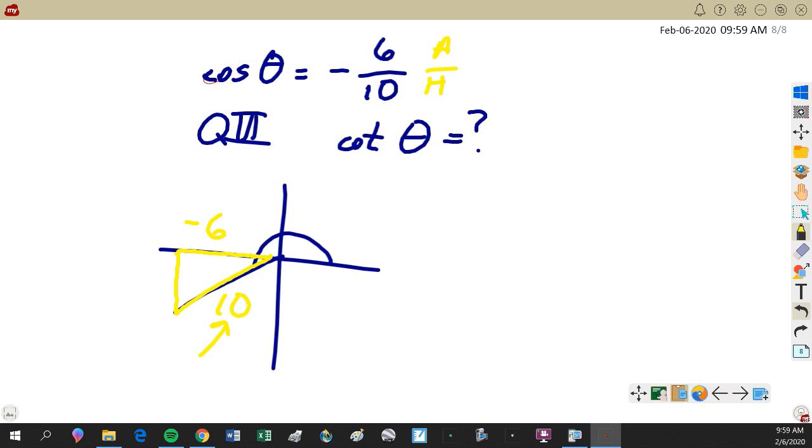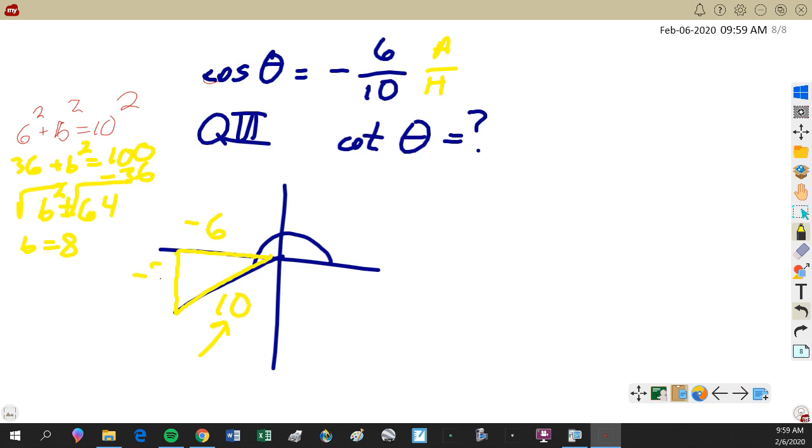So now I need to find the length of the opposite side. So 6 squared plus b squared equals 10 squared. So 36 plus b squared equals 100, so b squared is 100 minus 36. I get b squared is 64. Take the square root and I get b equals 8. But it's actually not 8, it's negative 8 because I'm in quadrant 3 and all y values are negative in quadrant 3. So you do have to be a little bit careful with that.